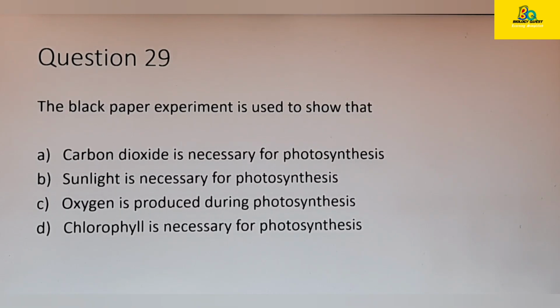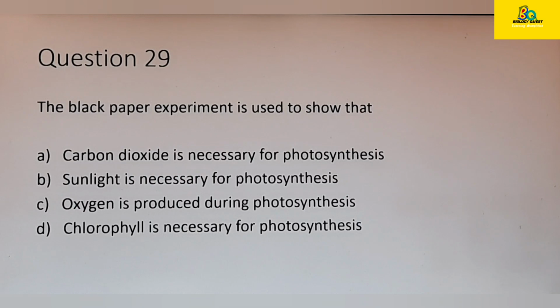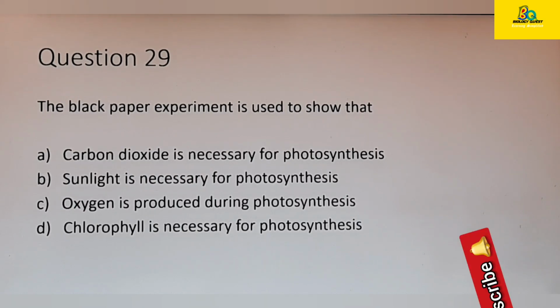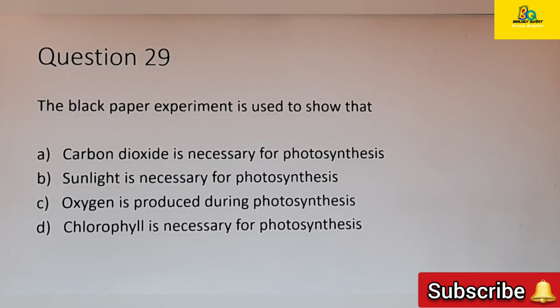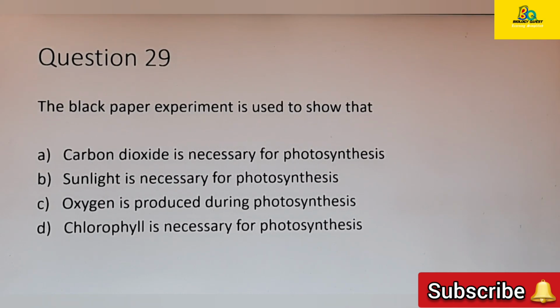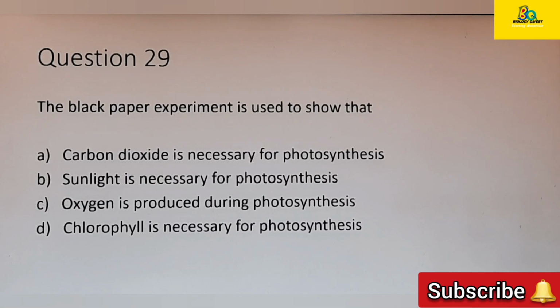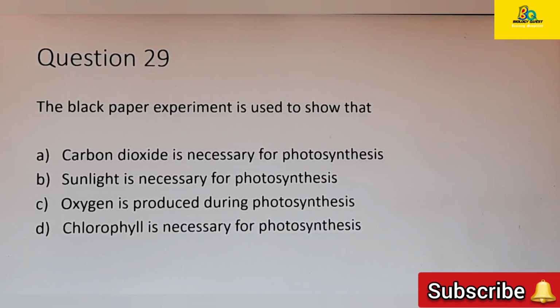The black paper experiment is used to show that, do you remember that experiment of photosynthesis in which onto the selected leaf a black paper is placed and the plant is kept in sunlight? After a few hours, an iodine test is conducted on the experimental leaf. Do you remember that experiment? That is the black paper experiment. When do we use black paper to cover the leaf?